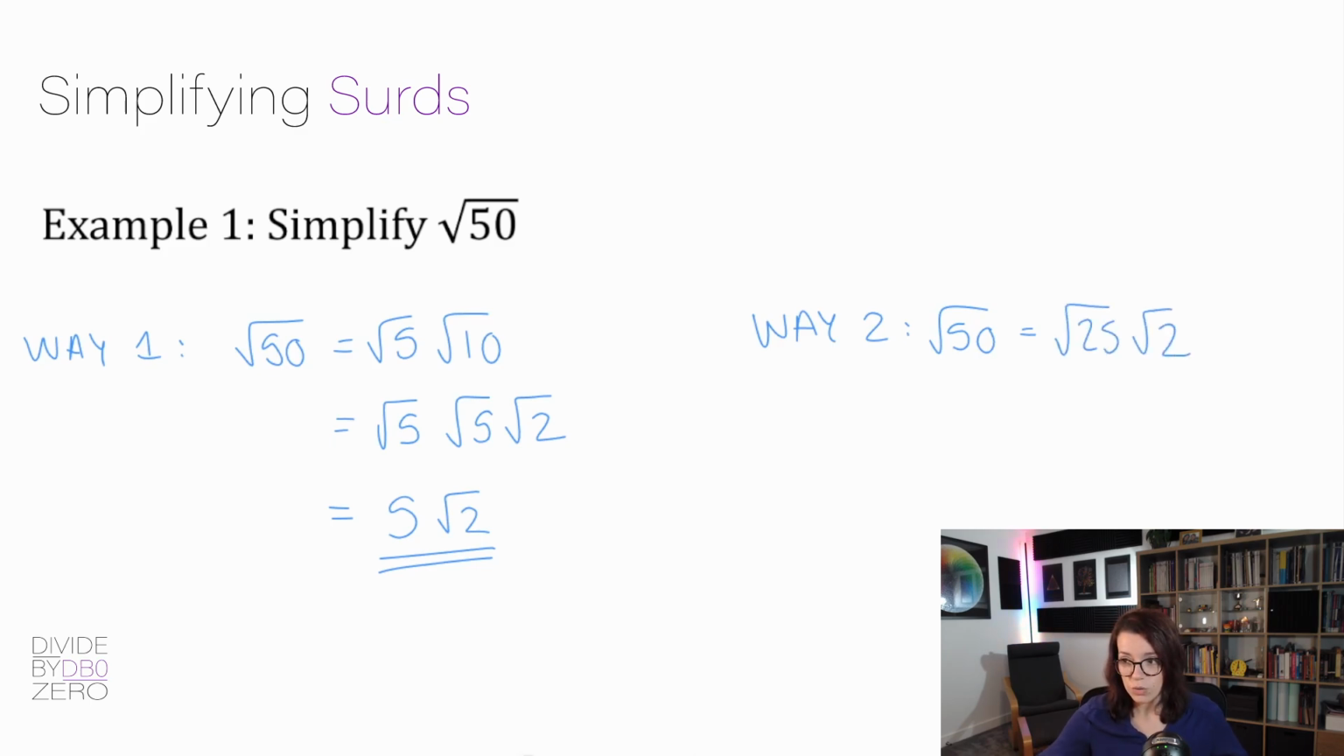Now the reason it's a shortcut is because we can say straight away that root 25 is equal to 5 because it's a square number. So that leads us straight to the answer, which is 5 root 2. That's the way I prefer because it saves a bit of time, but ultimately you will get to the right answer even if you do the other way.